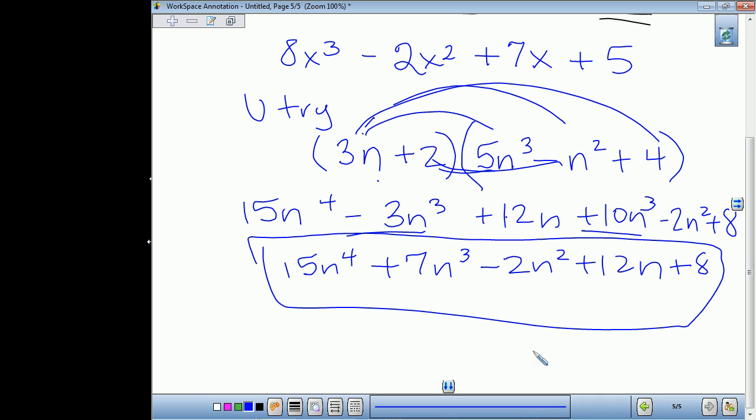So can you say that one more time? It only changes if it's positive? The exponents only change when you're multiplying. If you're adding and subtracting, the exponents don't. That is a long answer. Yeah.